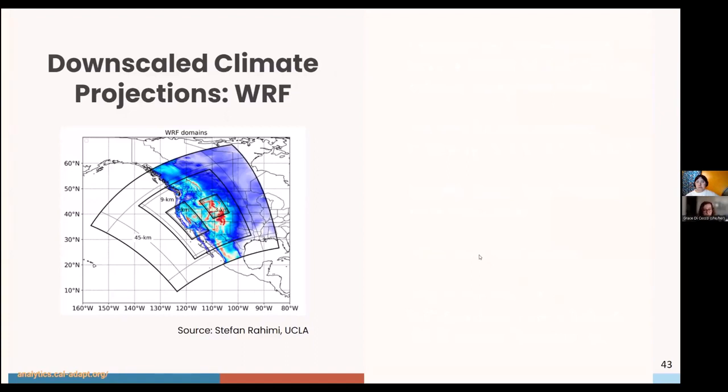Our AWS storage is publicly available. And then we have 45-kilometer data all the way up east to the Mississippi. So there's lots of resources available that you can take advantage of, even if you don't live in California.